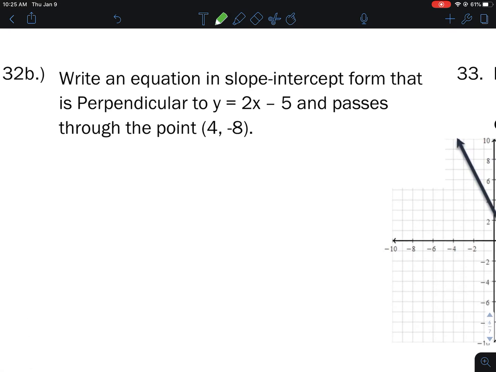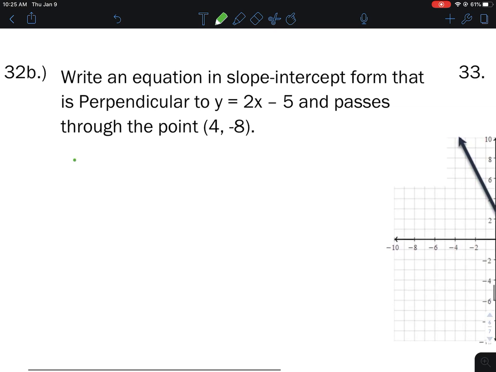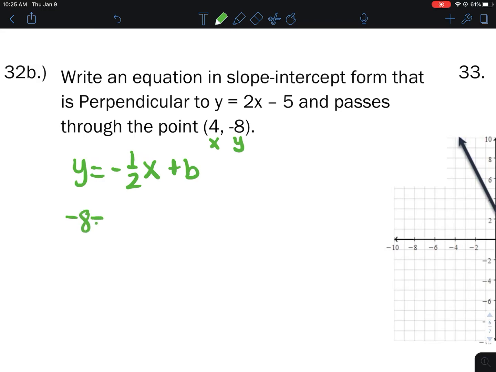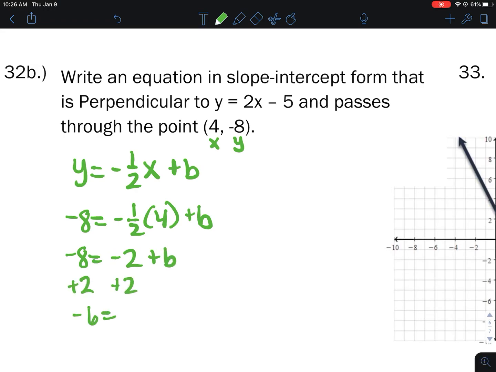Now the equation that's perpendicular. So perpendicular has opposite reciprocals. So instead of going up 2 over 1, we're now going to go down 1 to the right 2. That way we get a nice 90-degree turn. So this is going to be negative 8 equals negative 1/2 times 4 plus b. Negative 8 equals negative 2 plus b. And then if I add 2 on both sides, I get negative 6.